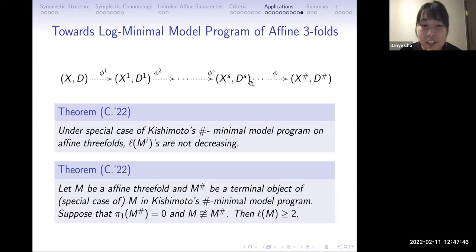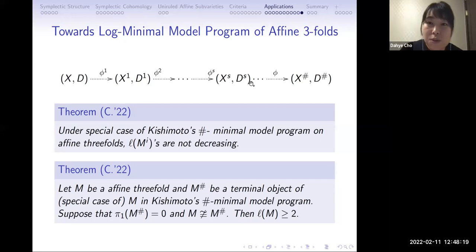Another thing is, if a terminal object is not isomorphic to the starting affine threefold, then the L measure is greater than or equal to 2, a strict change, and we can detect some uniruledness from there.